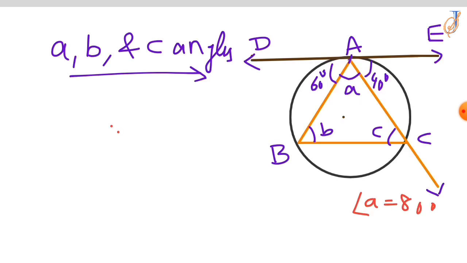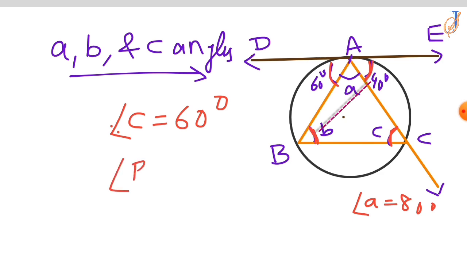In our given information we have this angle is 60 degrees, that is equal to the opposite angle in the alternate segment. So according to that we can say that angle C is equal to 60 degrees. And also observe this side. This is 40 degrees and the opposite side angle is this one. So that means angle B is equal to 40 degrees. Simply using the tangent chord theorem, we found these A, B, C angles. Let's go for another one.